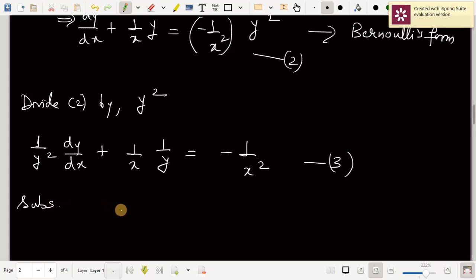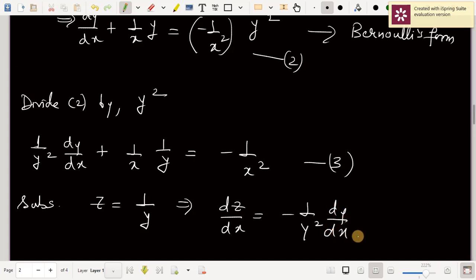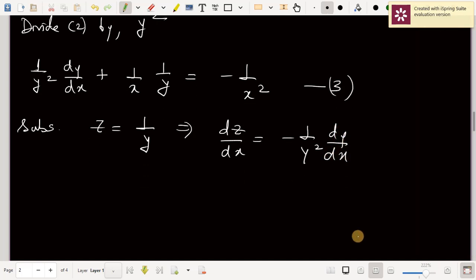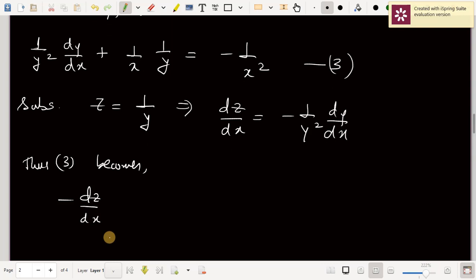Substitute z is equal to 1 by y, and so that implies dz by dx is equal to minus 1 by y square into dy by dx. So that says that the first term is nothing but minus dz by dx, and thus 3 becomes minus dz by dx plus 1 by x into z is equal to minus 1 by x square.